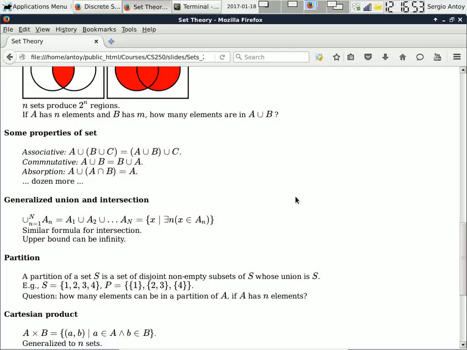Of course, there are many partitions, right? If my set S is 1, 2, 3, and 4, who can tell me what is a partition? 1 and 2, 3 and 4. This is a partition, right? This is like my set is here, and here I have 1, here 2, here 3, and here 4, and I just cut it in this way. Right? I could cut it more.